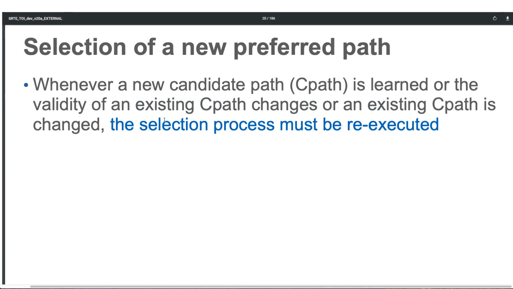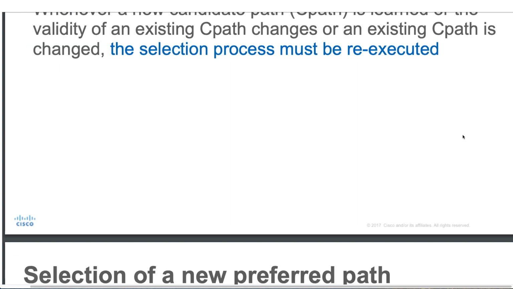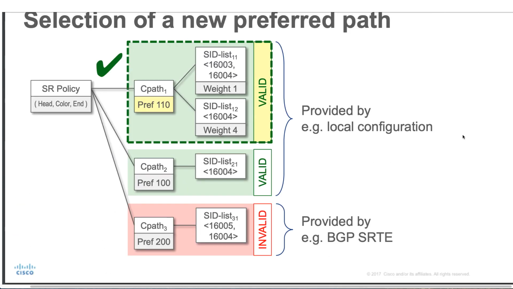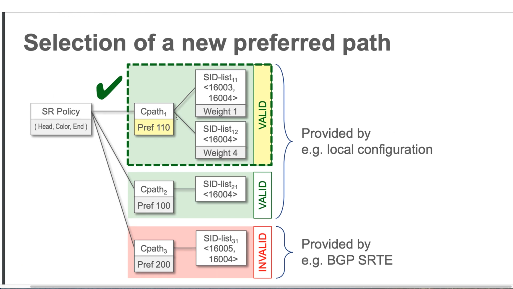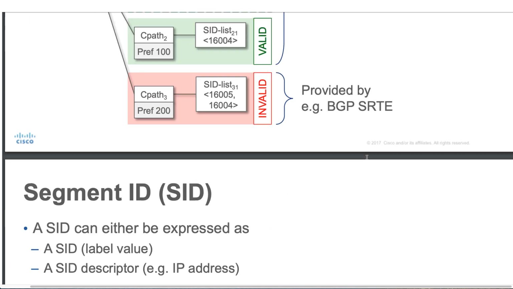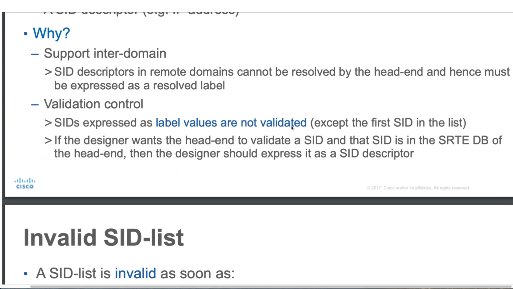Selection of a new preferred path. Whenever a new candidate path is learned, or the validity of an existing candidate path changes, or an existing candidate path is changed, that means if your current candidate path goes down, or even if we have a new better candidate path available, the selection will re-happen and the policy will pick the new path. That's what it says here: for some reason this path becomes invalid. The policy will pick the next best and preferred path. In this case, it will switch to 110. This we kind of know, segment ID. I'm just going to skip through this one.